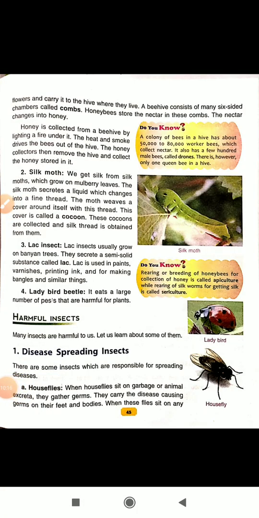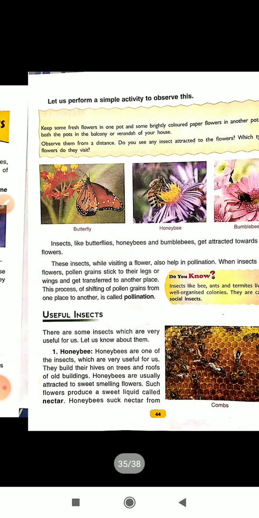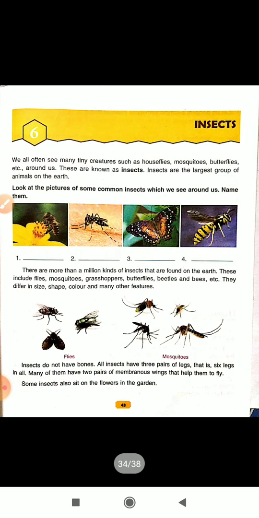Now we will complete page number 43. Okay, so we will complete this page number 43 by seeing these insects.